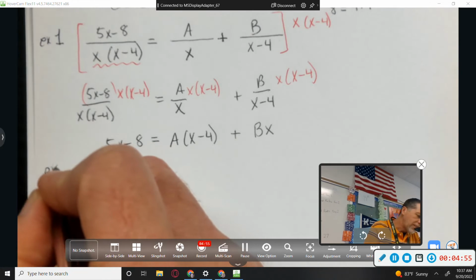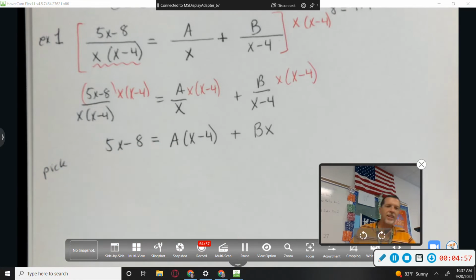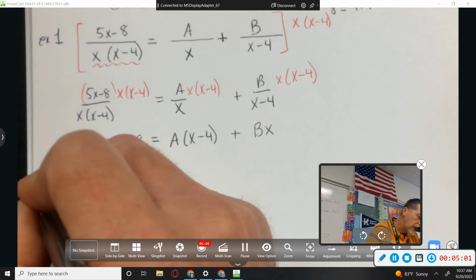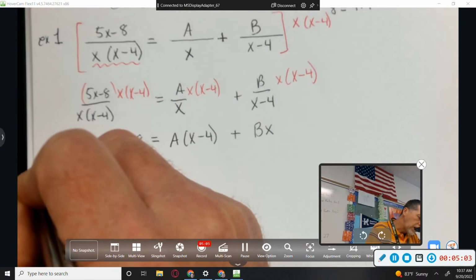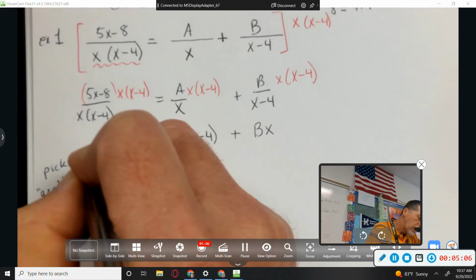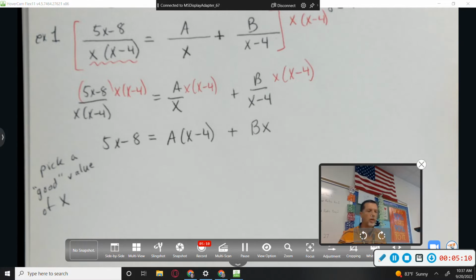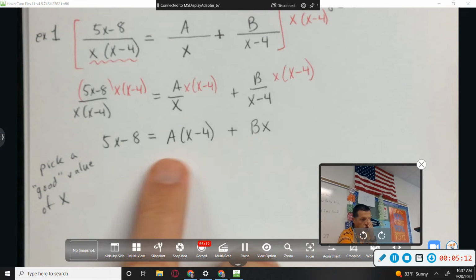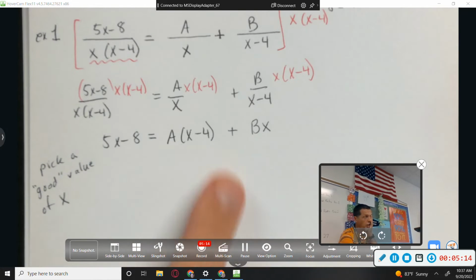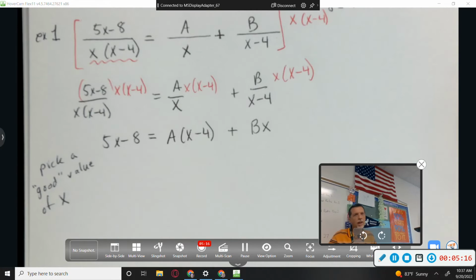What we'll do next is one of the steps that you probably wouldn't guess unless your math teacher told you to do this, but we're going to pick a good value of x to plug in. This statement is supposed to be true for all values of x. We're just trying to find a and b. So we can pick any x we want, and it's supposed to work. If there was a good value of x to pick, it might make solving for a and b easier.